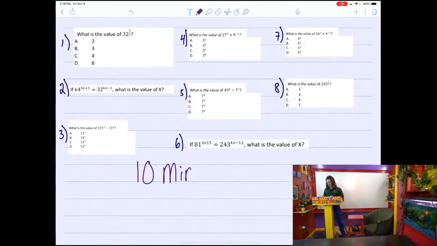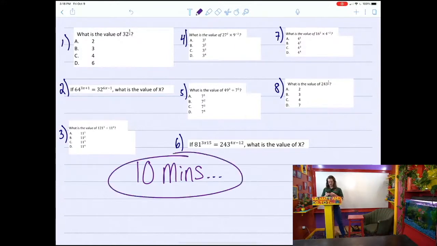And I'll keep track of the time here below. I'll update it periodically.